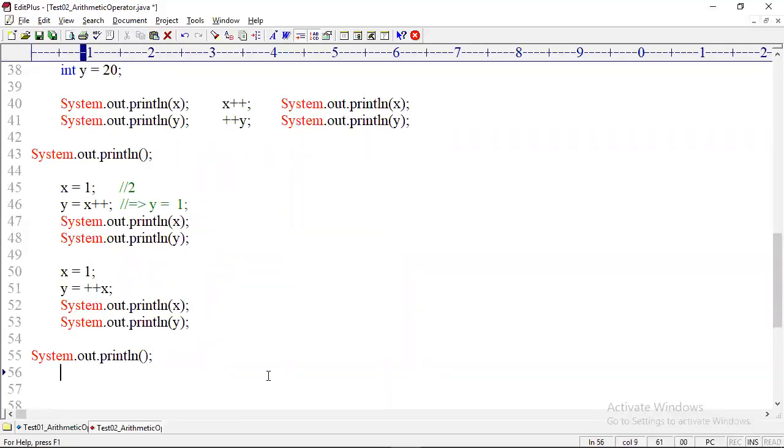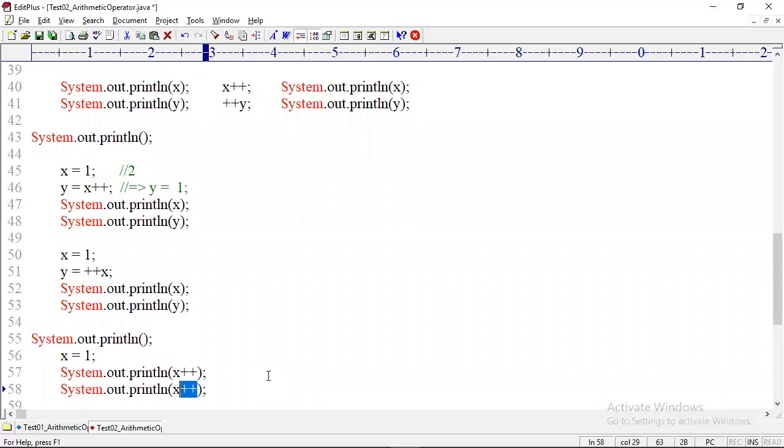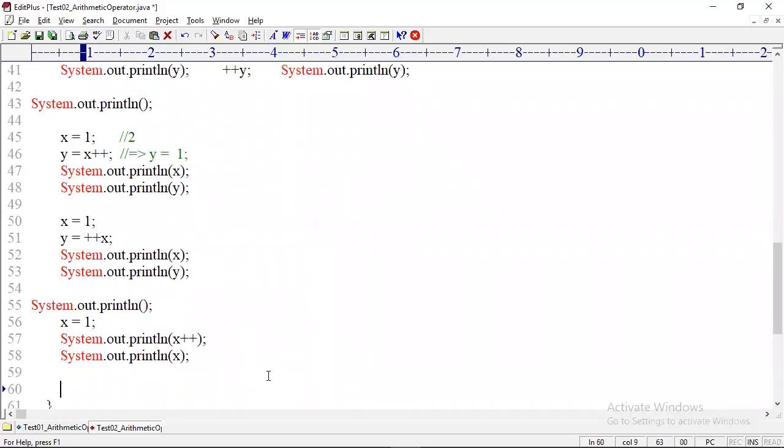Totally four cases are there. One case completed, second case. Again, I'm writing x equal to 1. Now, System.out.println(x++ + x). And tell me what is the output.